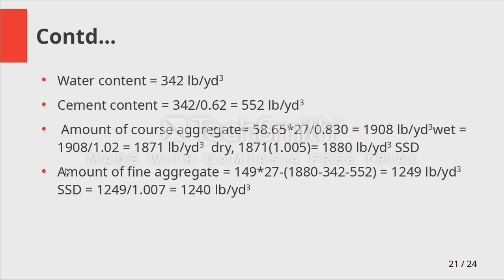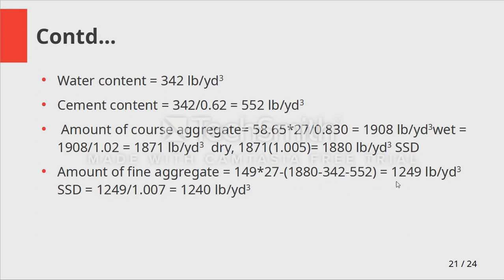Now if you want to estimate the amount of fine aggregate, it can be estimated by subtracting the weight of water, weight of cement, and weight of coarse aggregate from the weight of concrete. So the weight of concrete is 149 multiplied by 27. 149 is the specific weight, and 27 is multiplied because we want to convert the value from pound per cubic feet to pound per cubic yard. So we got this value.